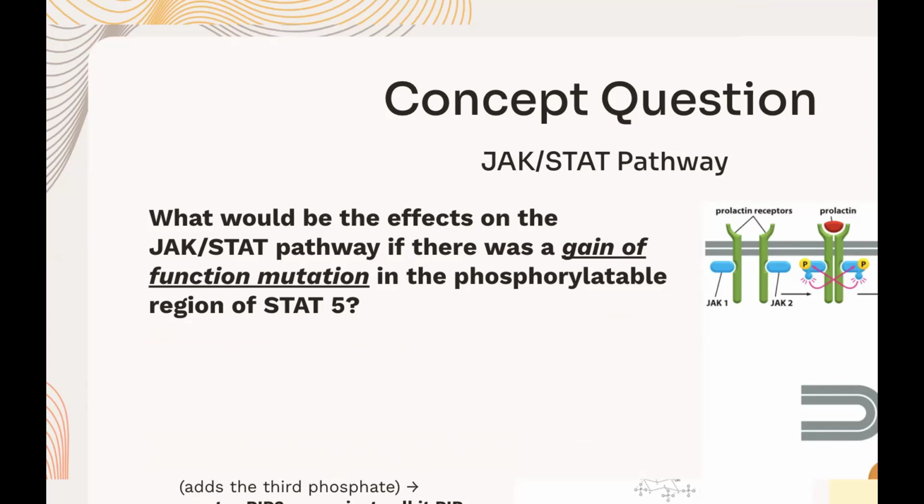Exactly. So if this is always phosphorylated, it doesn't need to be activated by anything before because gain of function, remember, means always on. They would always be phosphorylated, always form that dimer and go on further in the pathway without needing any of this before. The JAKs don't need to phosphorylate it. Make sense?